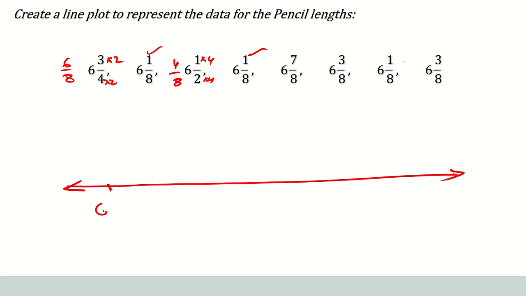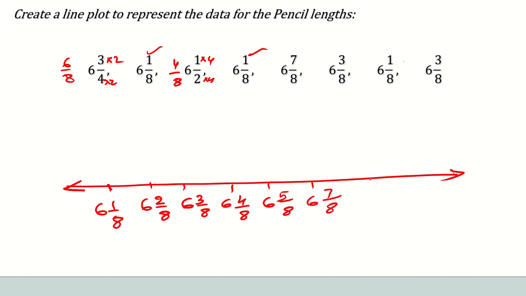So right here 6 and 1 over 8. After that what do we have? You can write like this in continuation also, or if you want you can write the numbers as well. So I am writing in continuation. Okay, 6 and 1 over 8, then 6 and 2 over 8, then 6 and 3 over 8, 6 and 4 over 8, then 6 and 5 over 8, 6 and 7 over 8, and then 6 and 8 over 8 means 7. Okay, so it is 7.